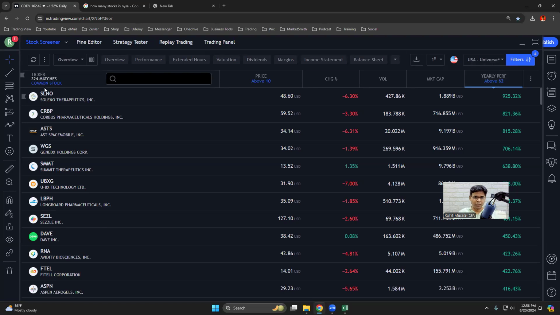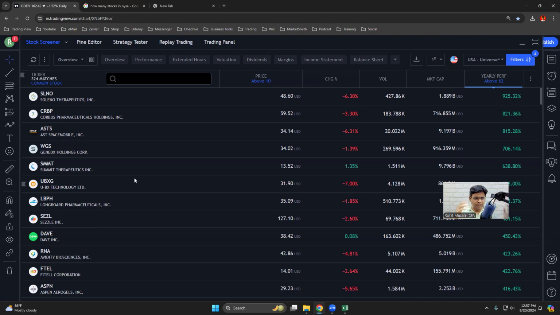Price is about 10. So now you have 324 stocks. So this is extremely important. A stock which has got a price of $10 or more, a stock which has given at least 62% return on a 52-week performance basis, and a stock which is in the top 10 percentile. This is what you get, 324 stocks.